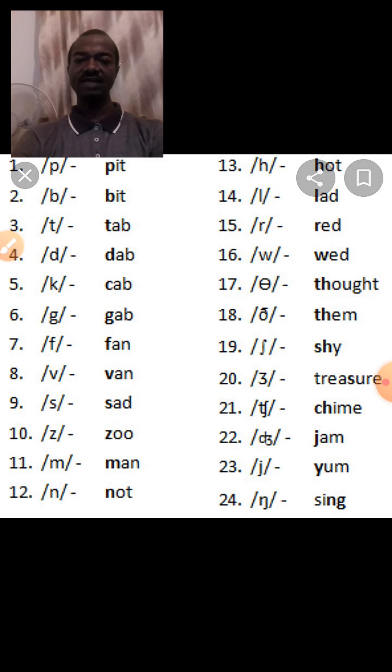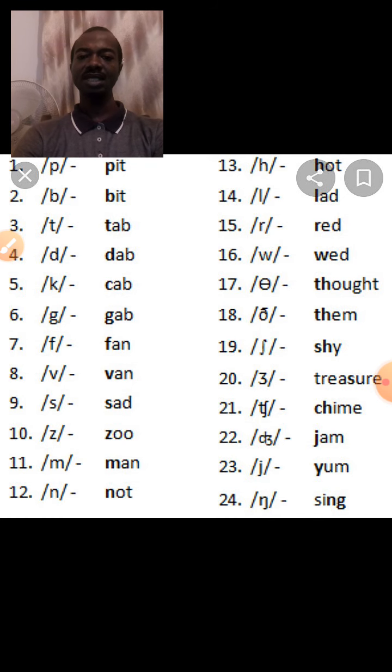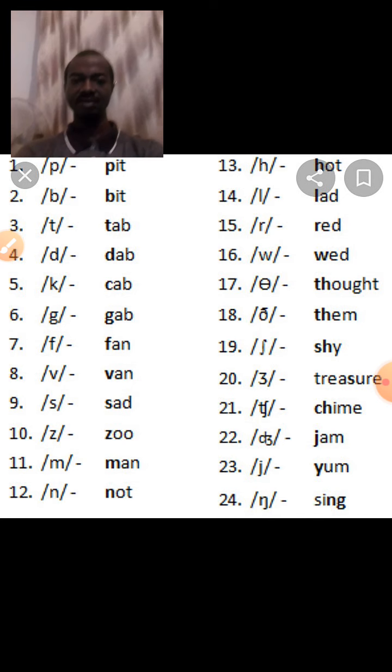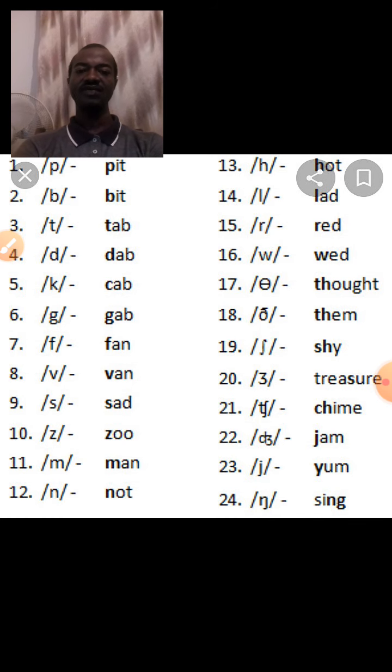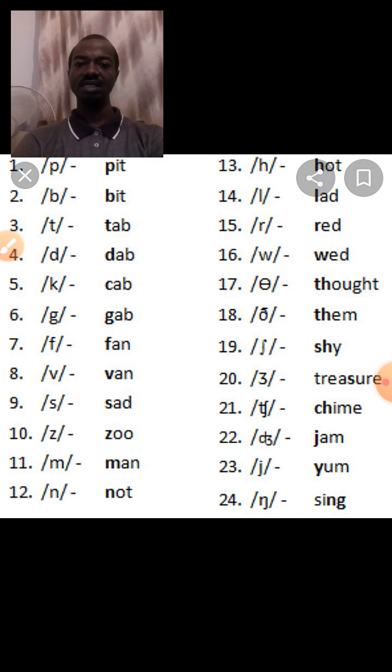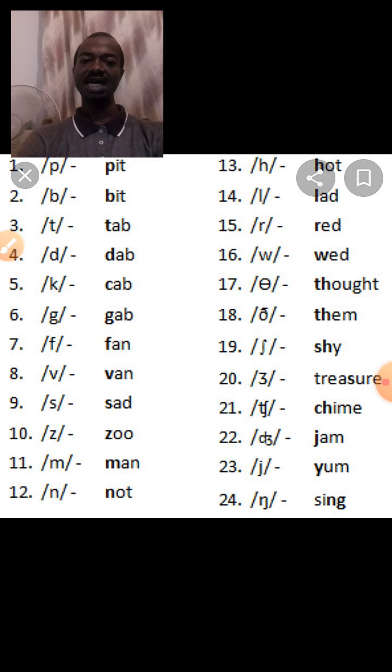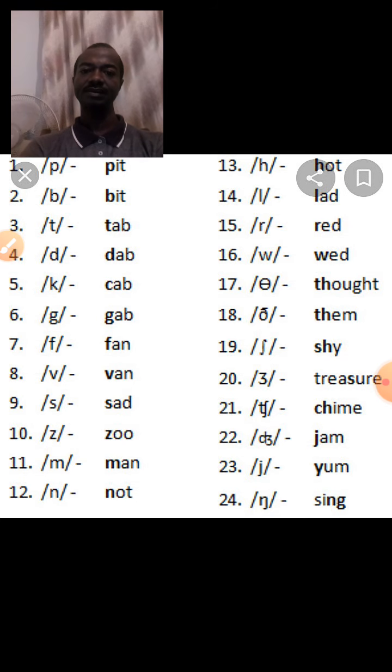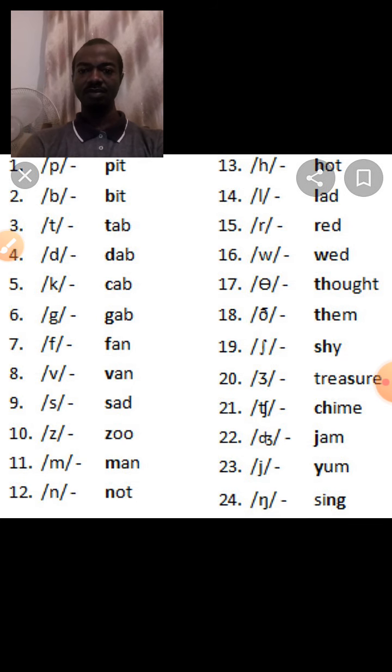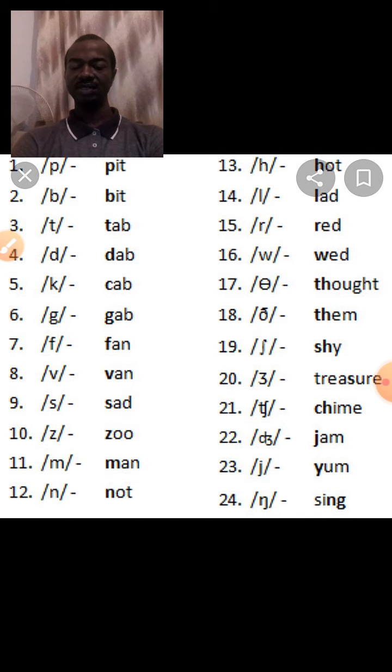A consonant has been defined as a sound that is produced or articulated with friction in the vocal tract, which means that when you produce a consonant sound, you find one part of the mouth rubbing against another. The consonants in English altogether are 24 in number, and I'm going to be looking at each of them.